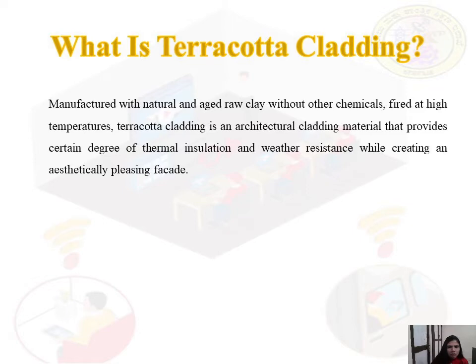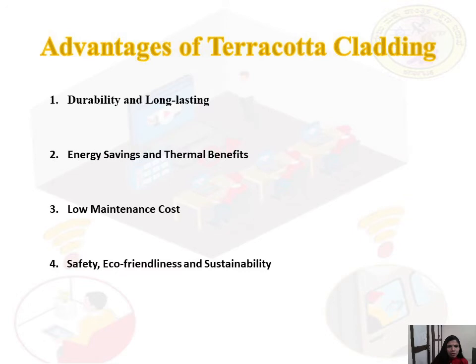The next is advantages of terracotta cladding. The first advantage is durability and long life. As I told, terracotta cladding is made of natural clay and water. When it is properly designed and installed, its lifespan is much longer than that of aluminium panels or fiber cement facades, and the color of the terracotta cladding lasts for a long time without fading. That is one of the advantages of terracotta cladding.